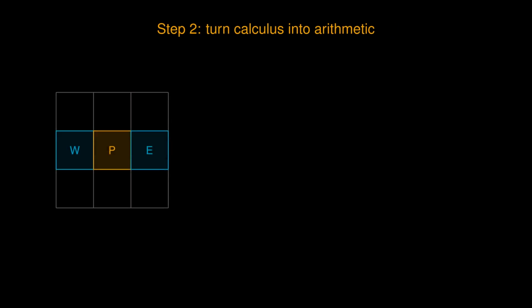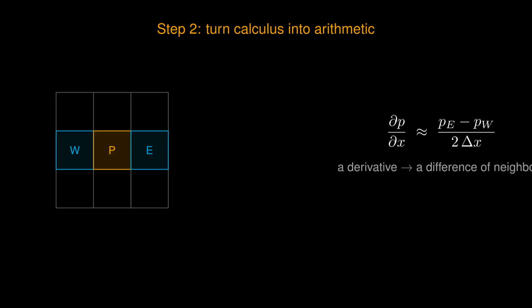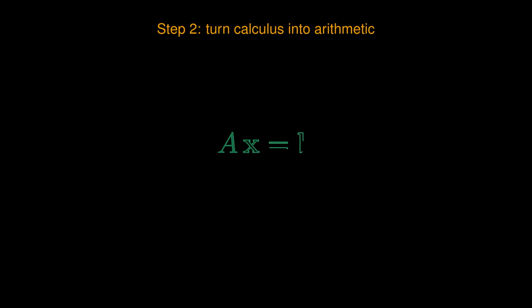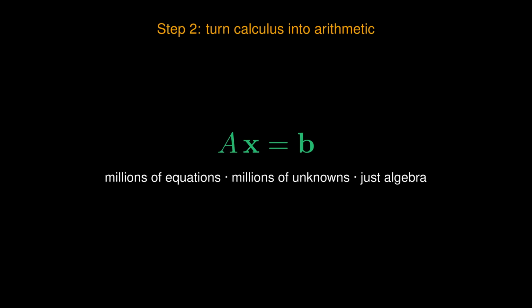Step 2. On every cell, enforce the same physics. Conserve mass, conserve momentum, but only approximately, written in terms of that cell and its immediate neighbors. The derivatives in the equations, the rates of change, become simple differences between adjacent cells. A smooth statement about continuous change turns into plain arithmetic linking each cell to the ones around it. Do that for every cell, and the single impossible differential equation becomes an enormous system of ordinary algebraic equations, millions of equations, millions of unknowns, but just algebra.